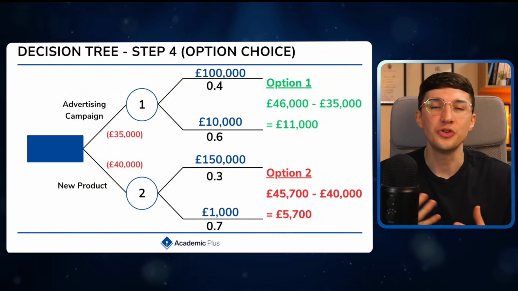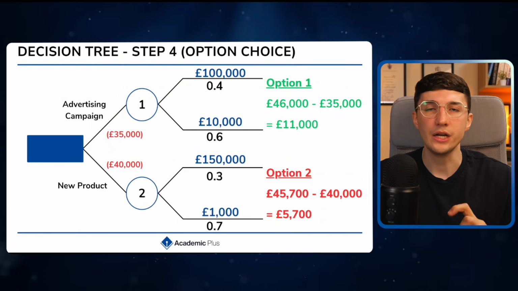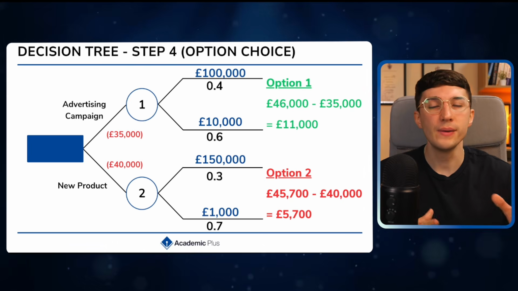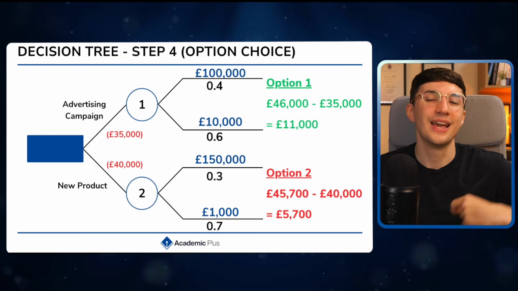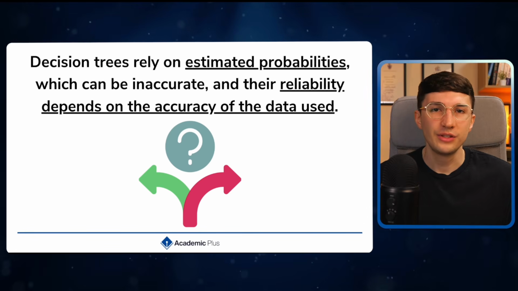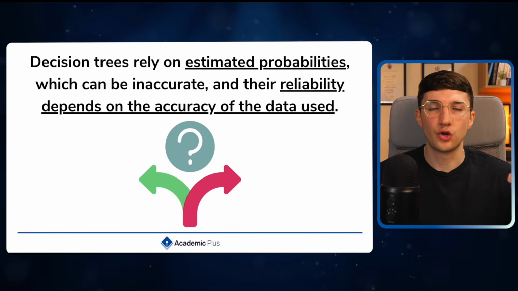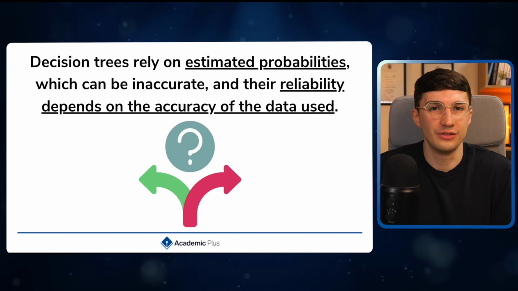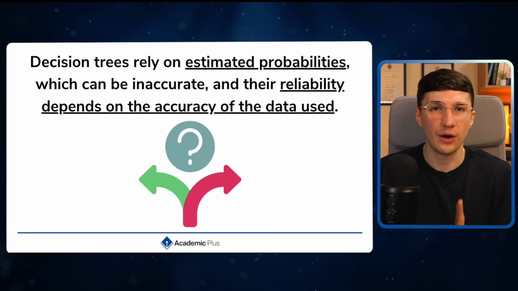If option 2 was successful, we're going to make £150,000. If option 1 is successful, we make £50,000 less. Yes, it's more risky, but the returns might be a lot higher. Now, as we said earlier, decision trees are brilliant. They're great tools to help us evaluate different options and see which one we want to invest into. But they are not without their problems.